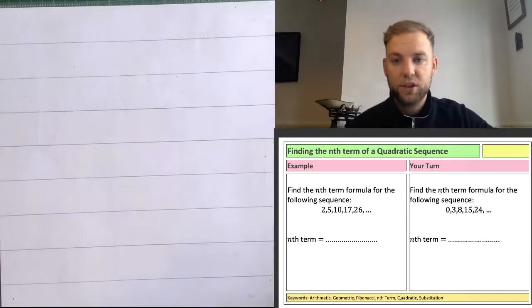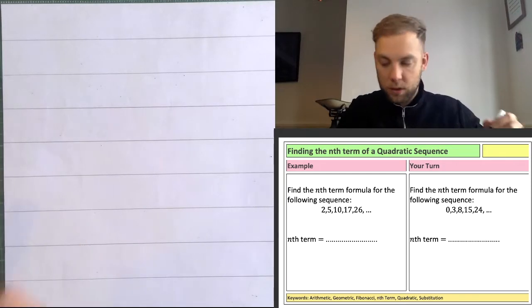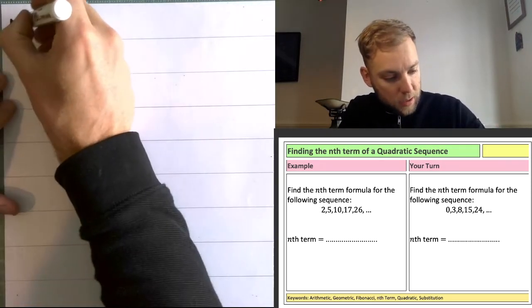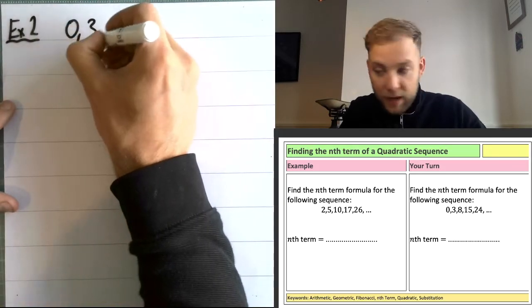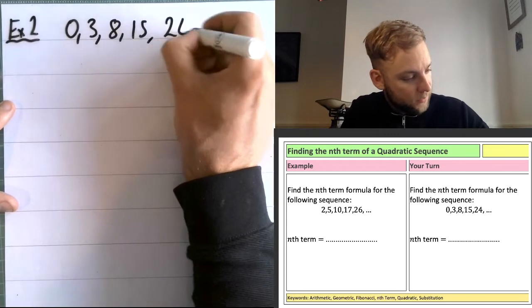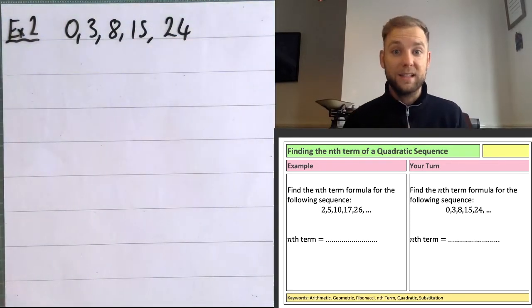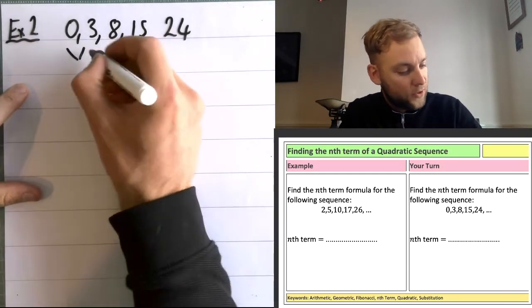Okay, I'm going to go through this one now then. So this one here is example 2. And what have we got? We've got 0, 3, 8, 15 and 24. So the first thing I need to do is to see whether it's a linear sequence or a quadratic sequence by finding that first difference.